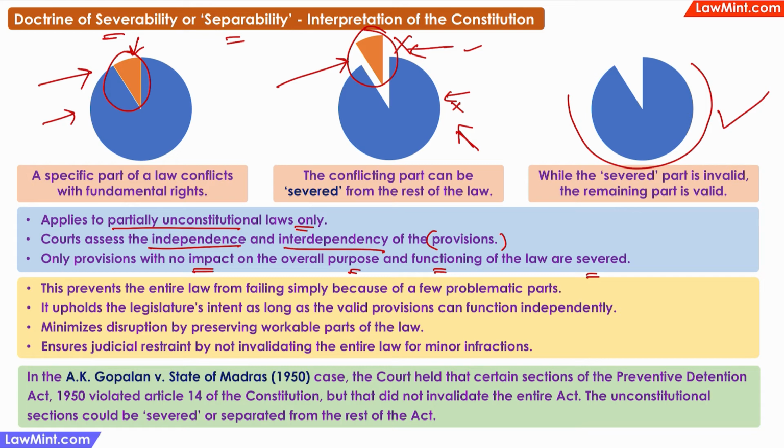The idea behind this doctrine of severability is to prevent an entire law from becoming invalid just because of some conflicting provisions. It also prevents a so-called legislative vacuum, which is a situation of no law governing a specific subject, because the entire law that governed the subject has been deemed invalid because of some conflicting parts. In the A.K. Gopalan versus State of Madras case, the court used this doctrine of severability to decide that just because one part of the Preventive Detention Act violated Article 14 of the Constitution, the entire law is not invalid. Only the offending part can be severed and the rest of the law will remain valid.